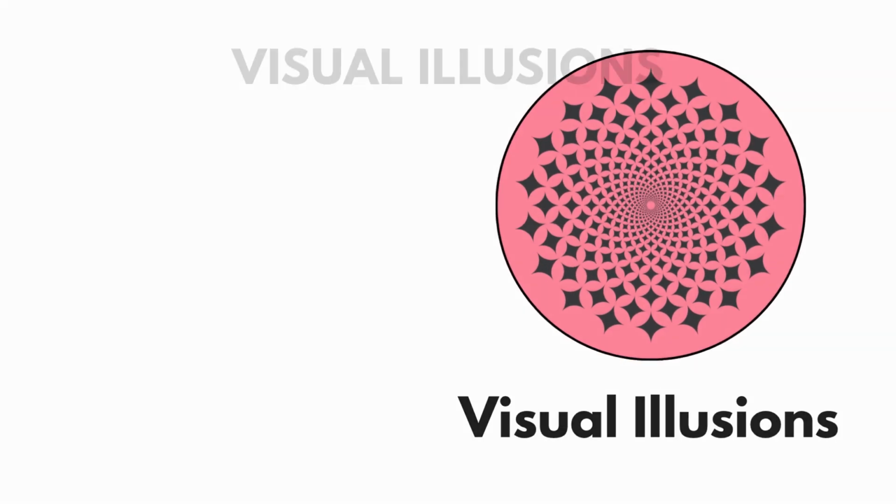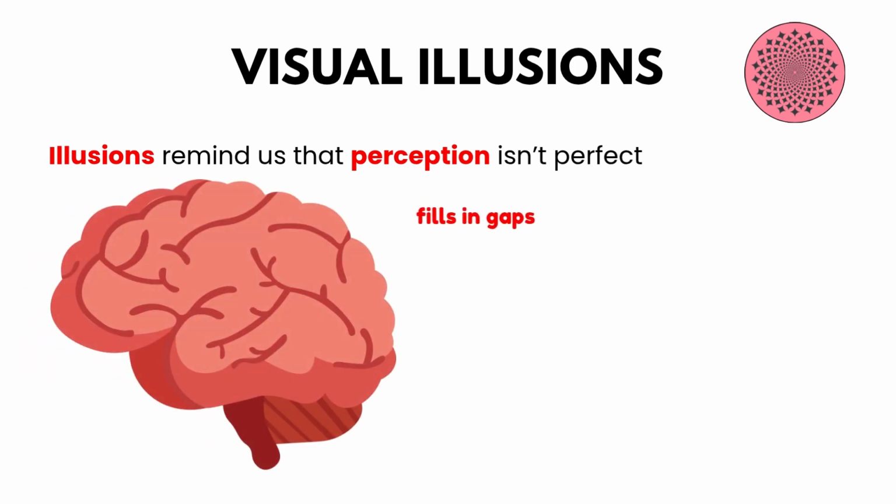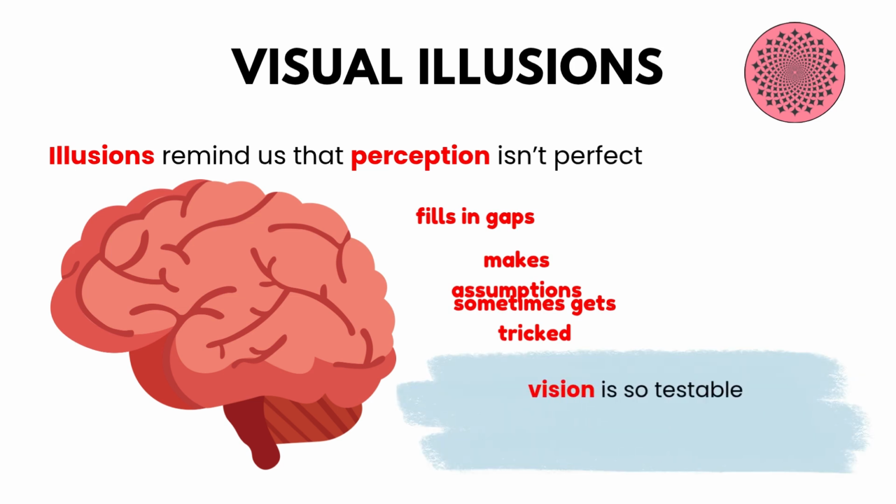Visual illusions. Finally, illusions remind us that perception isn't perfect. They show how the brain fills in gaps, makes assumptions, and sometimes gets tricked. That's exactly why vision is so testable. It combines biology with psychology in one system.